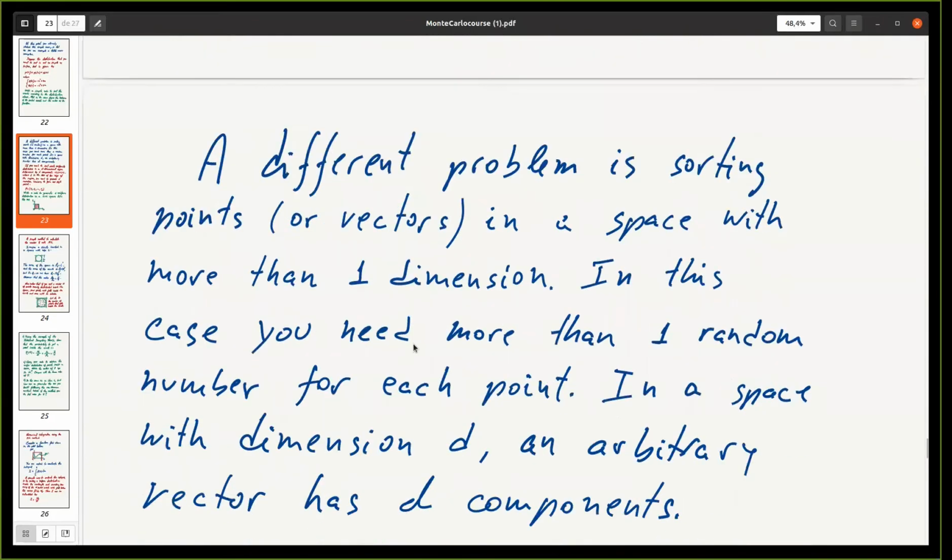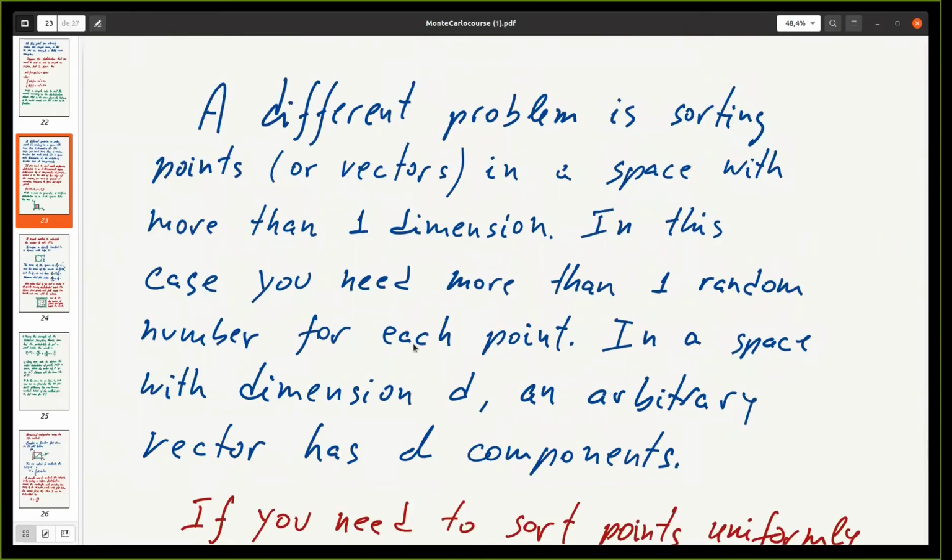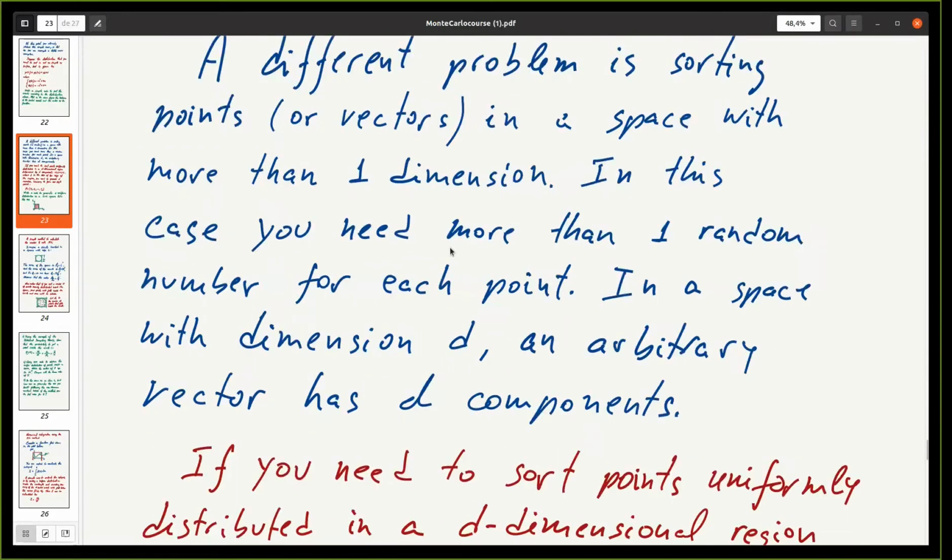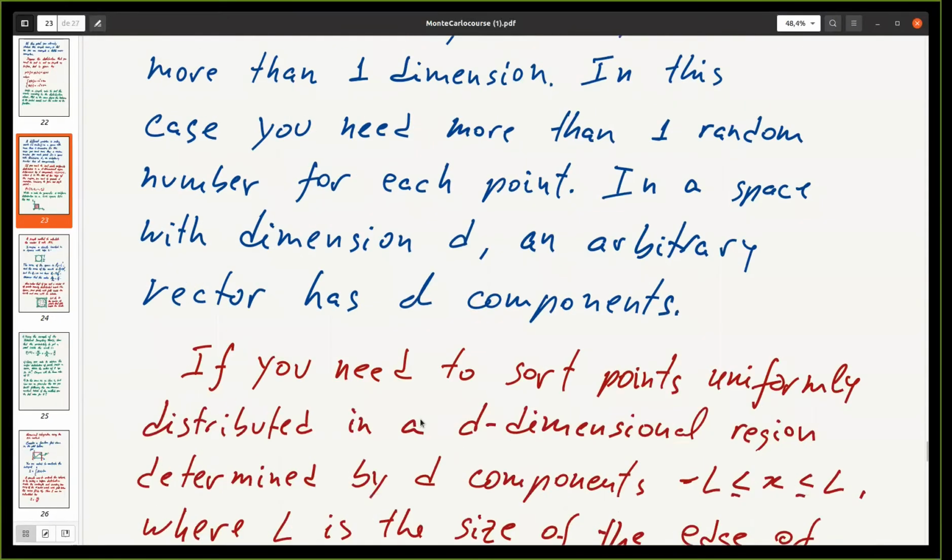Well, there is another kind of problem that is a little bit different, that is sorting points in a space or vectors in a space with more than one dimension. So this is a little bit more complex than what we did before, because to get one point in the space with a dimension d, you need d components, so you need to sort d times a random number. So you needed d different random numbers to get just one point.